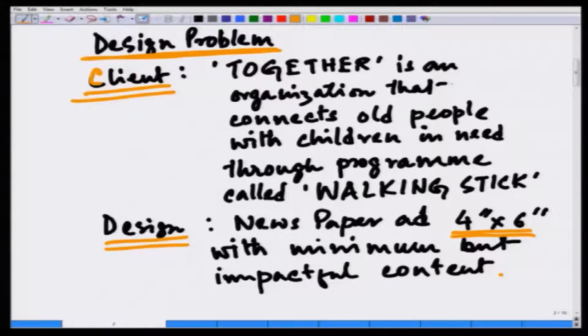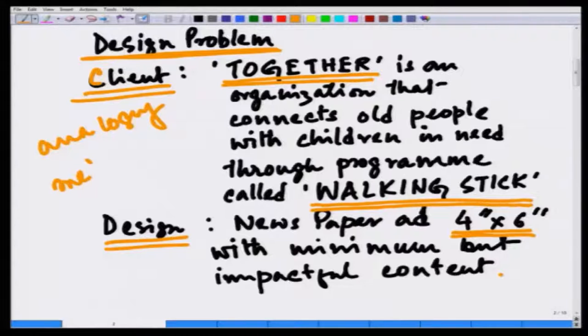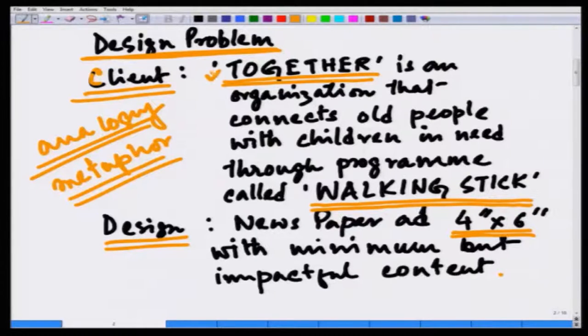Together is the organization that connects old people with children who are in need through a program called Walking Stick. So we have the name of the organization, Together, and the program, which is a temporary program, called the Walking Stick. These are the two considerations that we have, and we first try to figure out the different analogy and metaphor to support these two concepts.